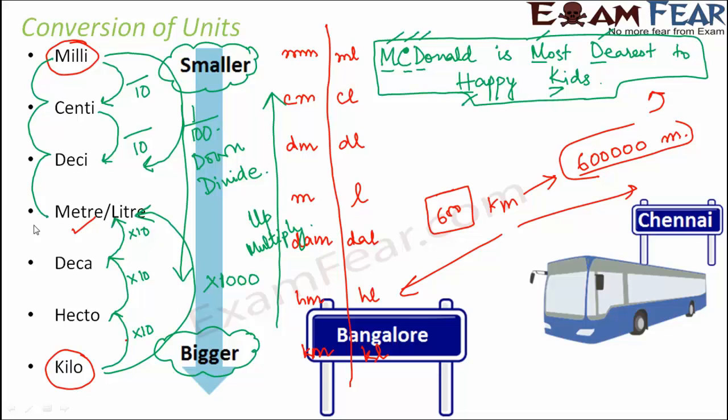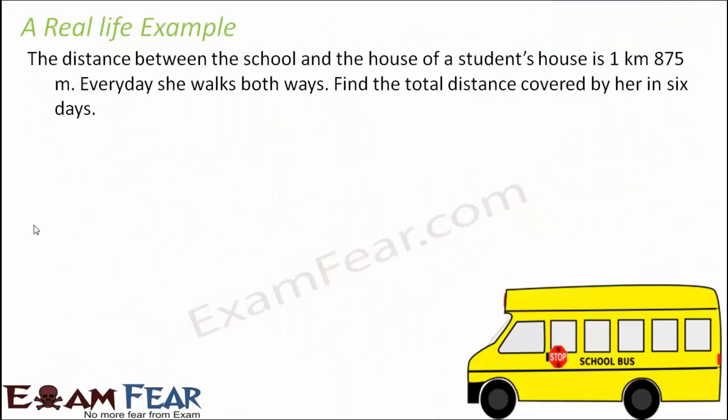Simple. Similarly, if you are converting from a bigger unit to a smaller unit, that is if you are moving up, you need to multiply. Multiply by 10, 100, 1000. Again, the number of zeros will be decided by the number of jumps that you make. So let us solve some questions in order to understand this units conversion better.